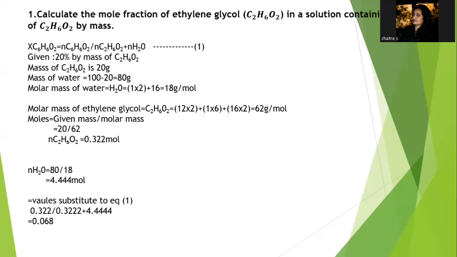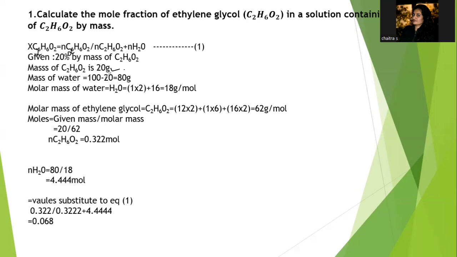The mass of C2H6O2 is already given as 20 gram, because they are given 20%. So it is 20 gram. The mass of the water is 100 minus 20 equals 80 gram.